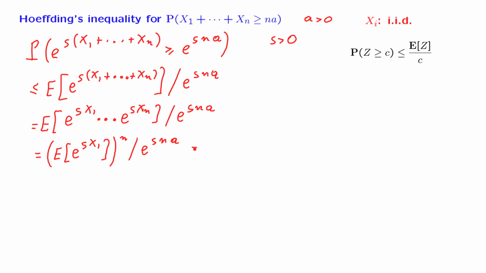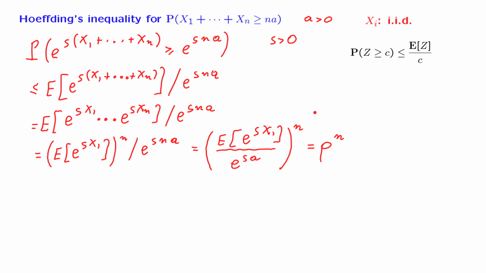Or we can write this in more suggestive form as follows. It's the expected value of e to the sx1 divided by e to the SA, all that to the nth power. So think of that as being some number ρ to the nth power. When is this bound going to be interesting? It's going to be interesting if ρ is less than 1, because in that case, this bound falls exponentially with n, and so this probability in particular will fall exponentially with n.